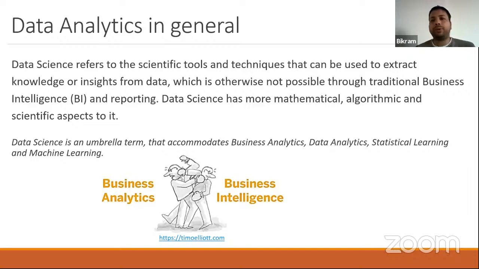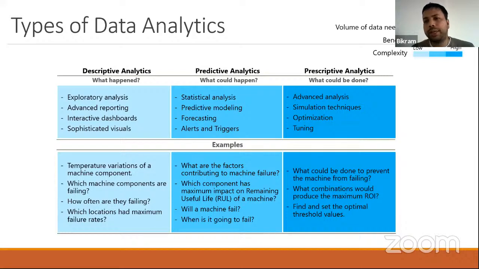So coming back to the base topic, data science is actually an umbrella term that accommodates business analytics, data analytics, statistical learning, machine learning, all these components. So they don't replace each other. Business intelligence is as important as business analytics or data science. They don't replace each other. But yes, there are additional things that you can do using data science.